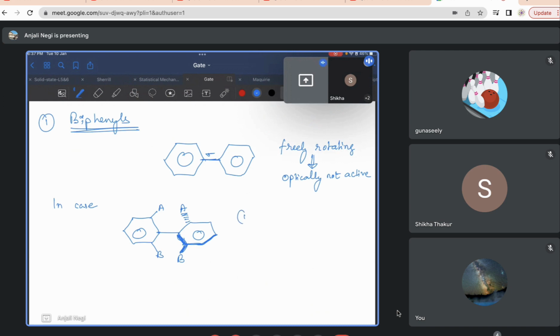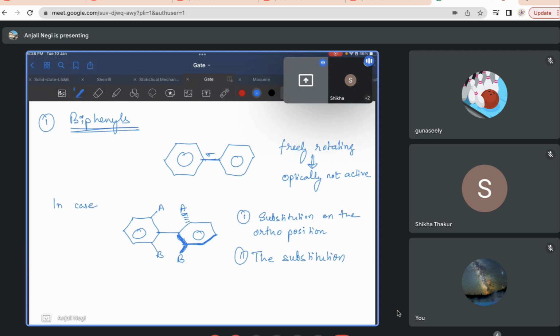So the point that I should note down is that there should be substitution on the ortho positions. Whether it is a substitution in the ortho position, or in case some bridging ligand is present, something which is restricting the rotation of the two phenyls. The second condition is that on the same ring, the ortho positions that are substituted must be different.